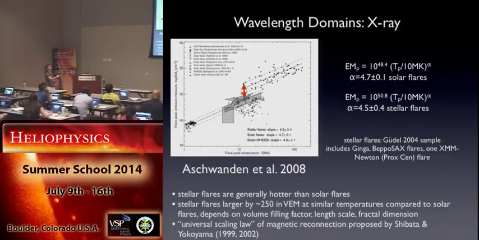So this illustrates these couple points that I've said verbally. These stellar flares tend to be hotter than solar flares. There's this contrast issue between solar flares and stellar flares, and this relationship has been proposed by some of our Japanese colleagues as sort of a signature of magnetic reconnection, that you would expect to see this relationship between temperature and volume emission measure.